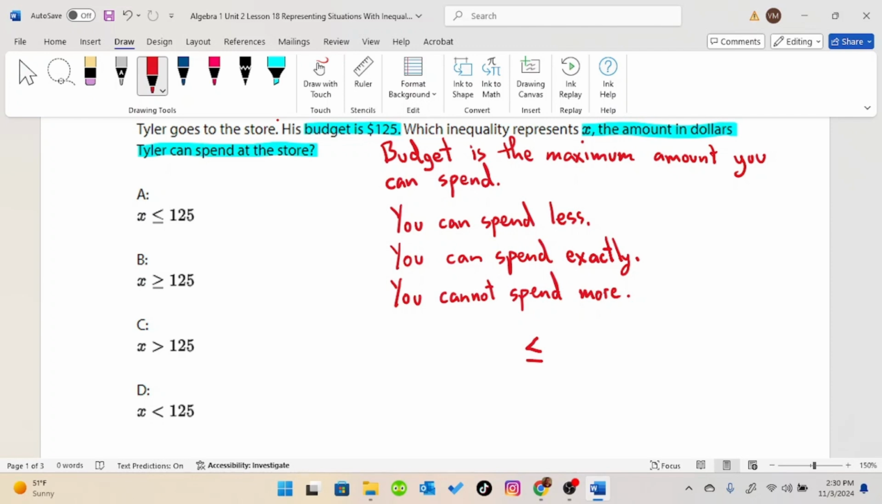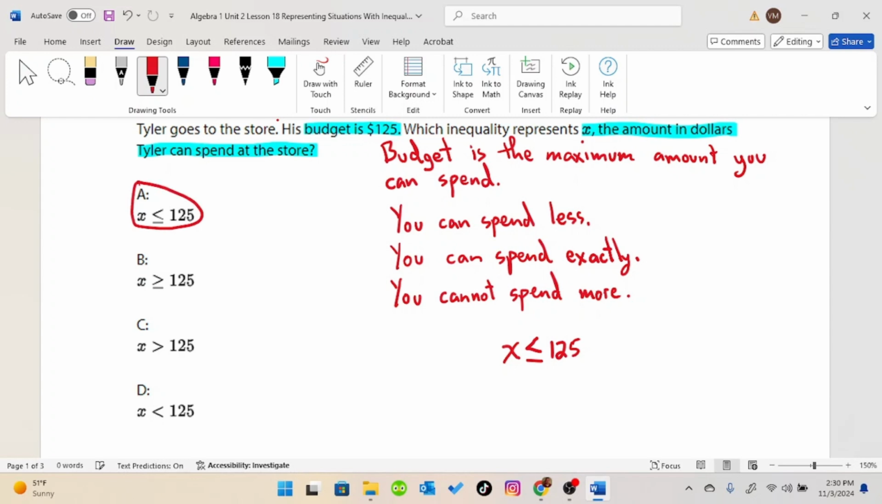We know that they want us to use X to represent the amount in dollars Tyler can spend at the store, and we know that that budget is $125. So if we look at our choices, A is the correct choice.